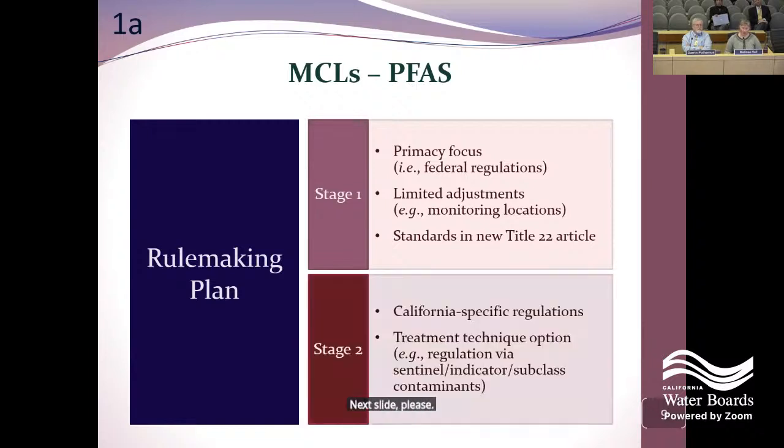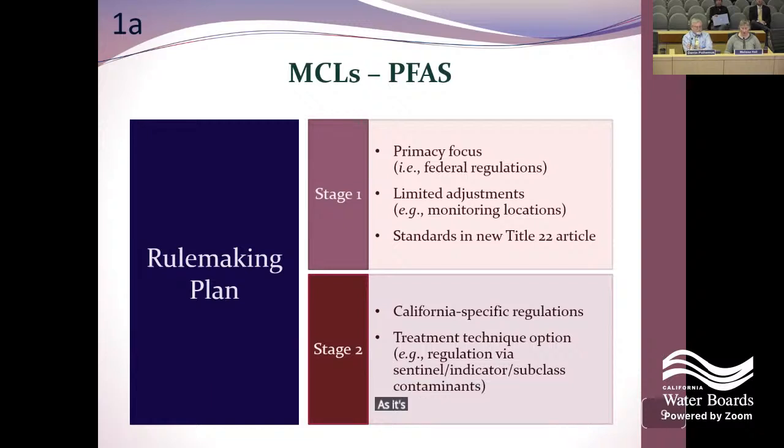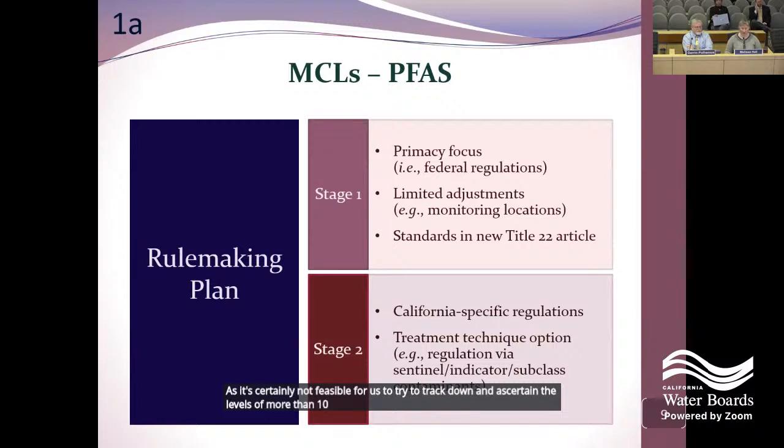Stage 2 would involve establishing a more comprehensive regulatory approach to PFAS, using the statutory option for a treatment technique in lieu of an MCL when it is not feasible to ascertain the level of a contaminant, as it's certainly not feasible for us to try to track down and ascertain the levels of more than 10,000 individual PFAS chemicals.